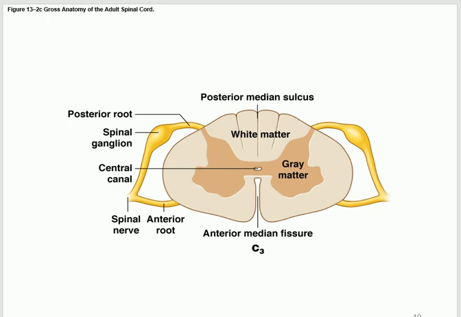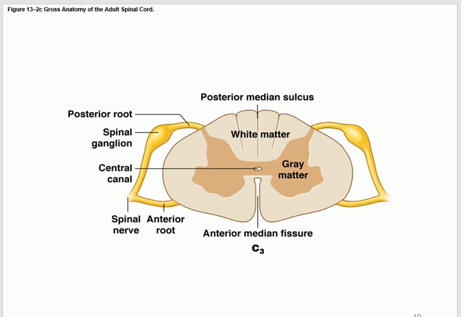Somebody said it. Who said it? Myelinated? Yes, myelinated is white matter. So the outside is mainly myelinated. The inside is unmyelinated, and that's why it's gray.